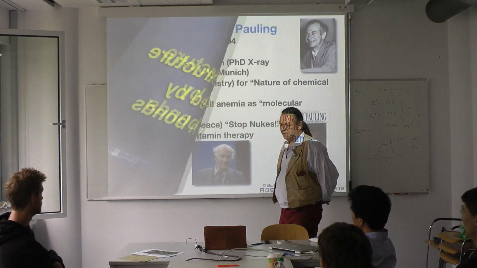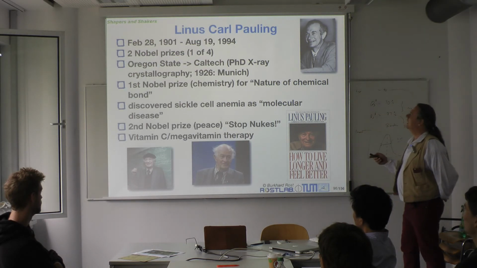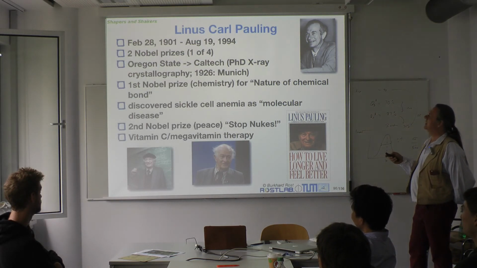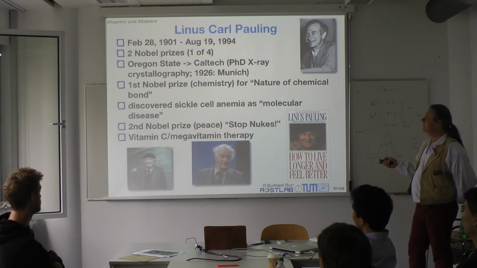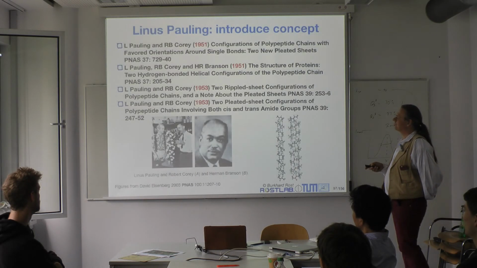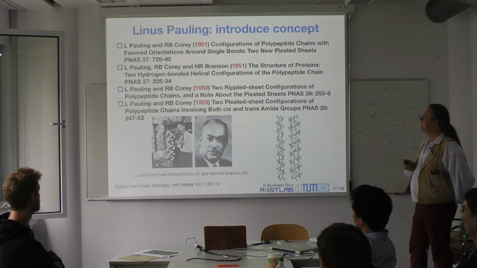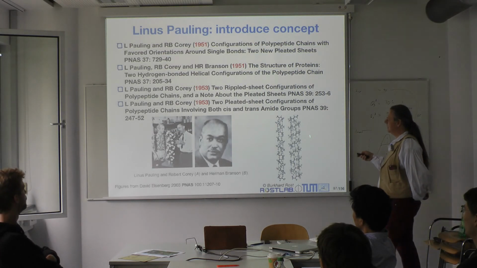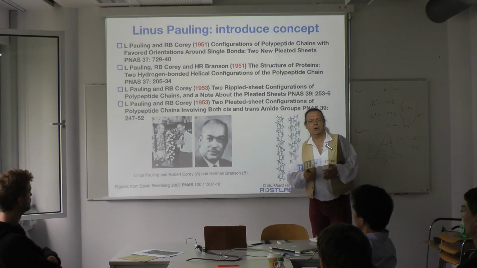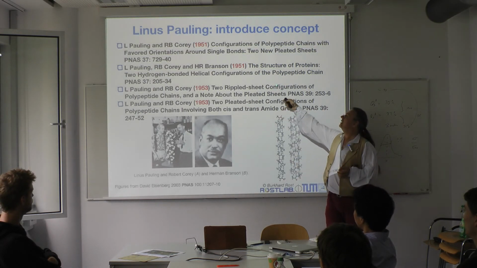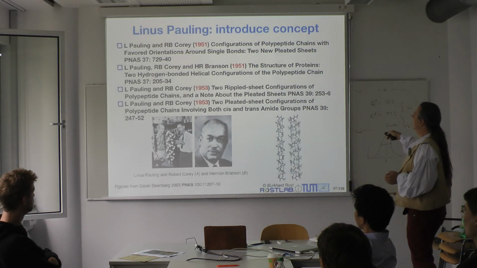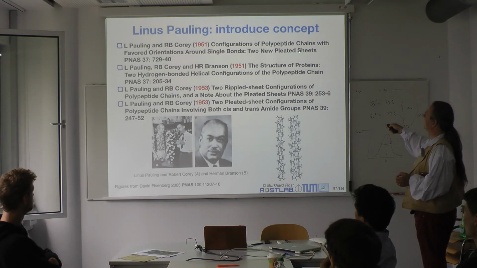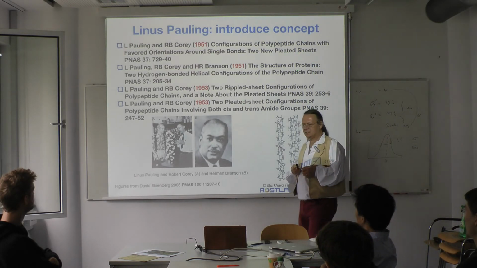Stabilized by hydrogen bonds, and that in fact was the major work of Linus Pauling, who is one of the few people you may know who has 2 Nobel Prizes in separate areas, chemistry and peace, stop the nukes. Here is the original work in '51, in which he essentially predicted that helices would form according to his understanding of sequences. And the other one would be the pleated sheet. That's the sheet and the helices.